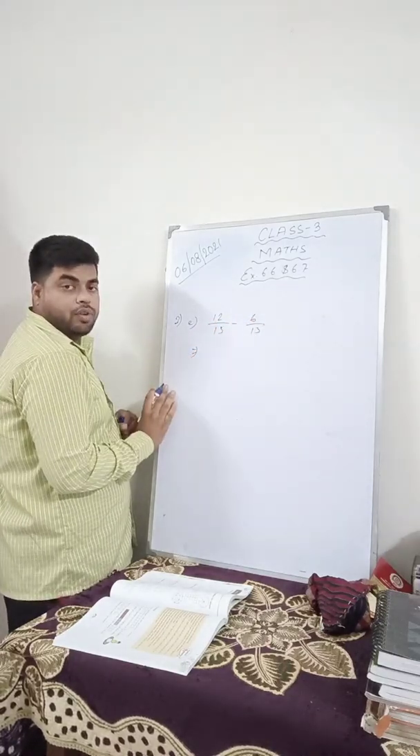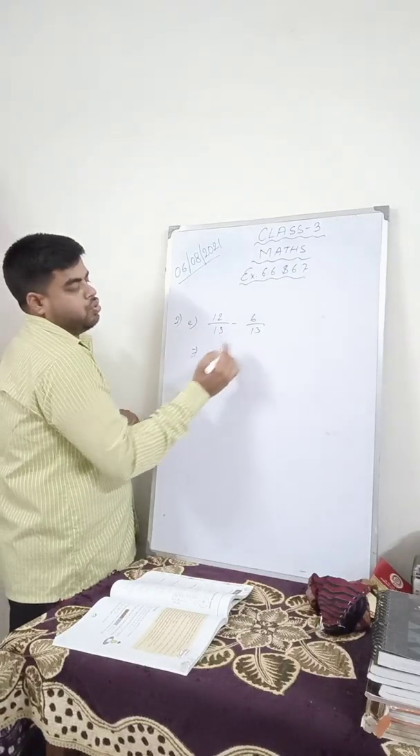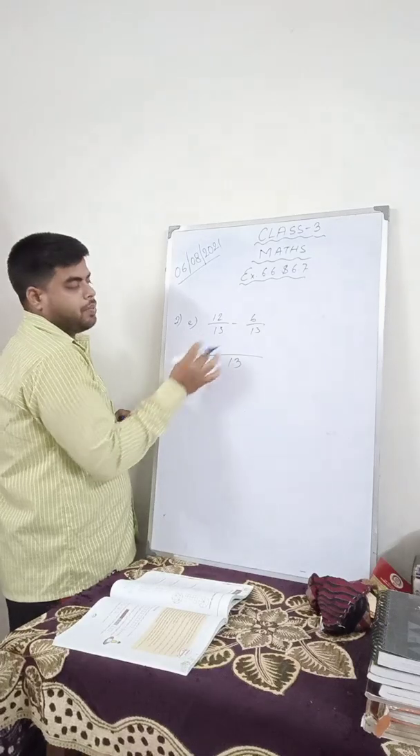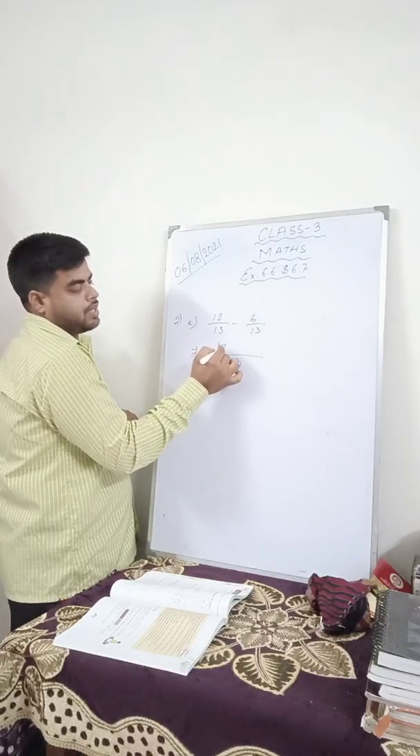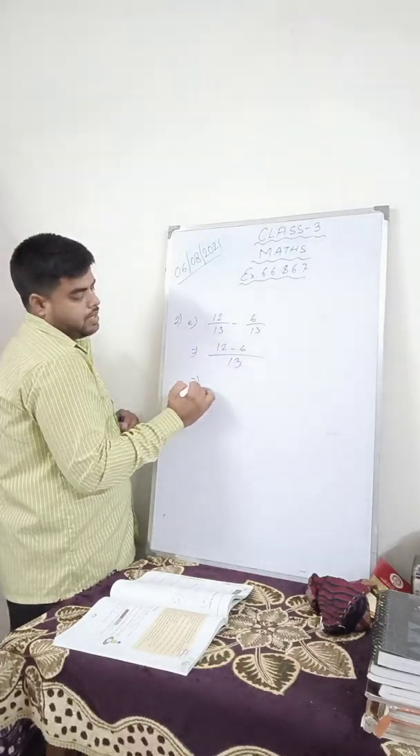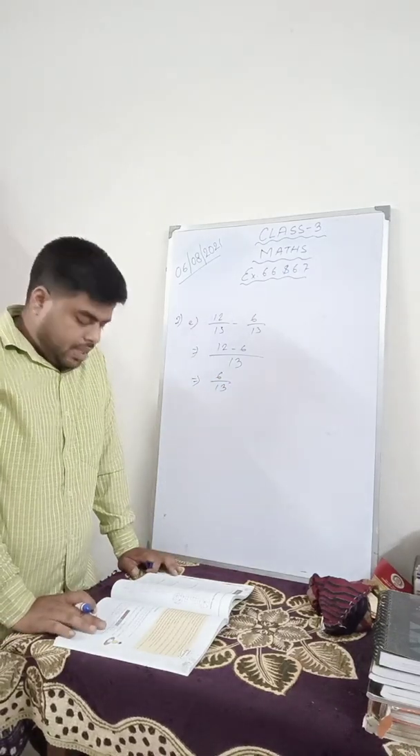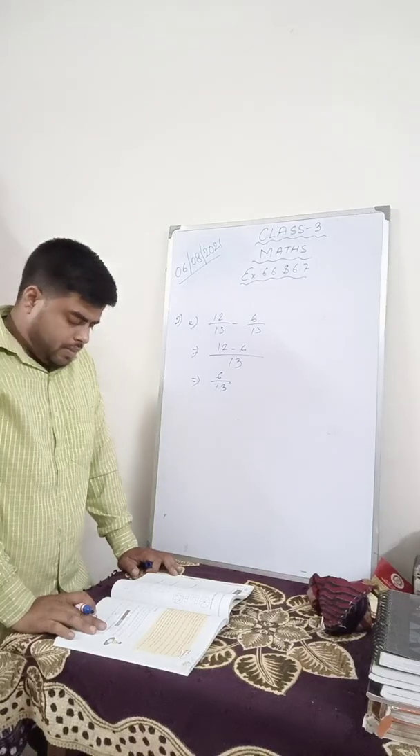What is the step that you have to do? You see what is common in these 2? 13. And now, because you have the same denominator, you subtract the numerators. 12 minus 6, that is equal to 6 by 13. In the same way you will do all the sums they have given you.